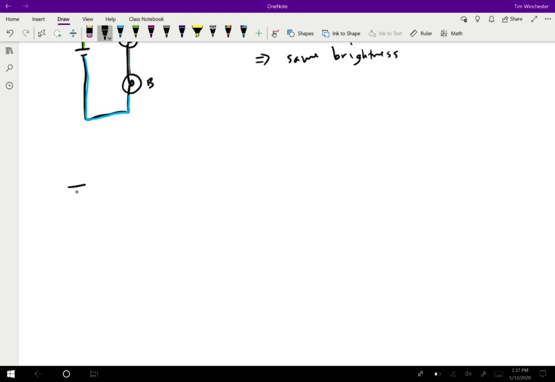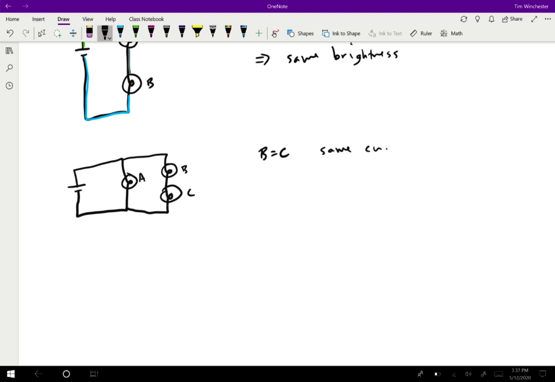Let's say we have, for example, maybe a circuit that looks like this, and then another one that goes like that. Okay, and I'll call this one A, B, C. So the first thing to notice is that B and C are in series. So any current that goes through B has to go through C. So B and C are going to be equally bright because they have the same current. There's nowhere else for the current to go other than current through B has to go through C.